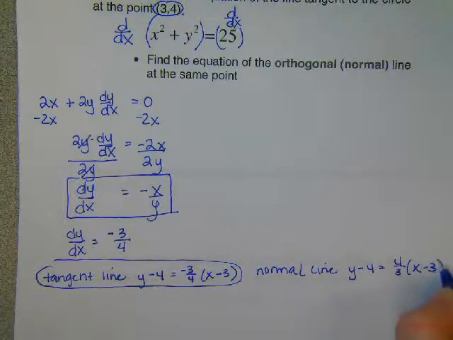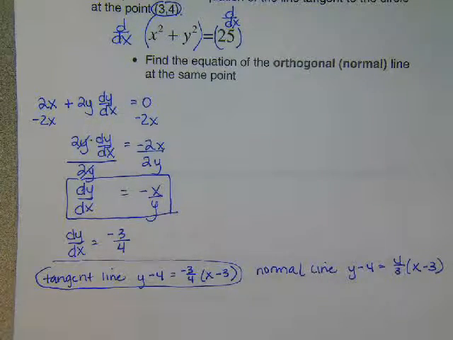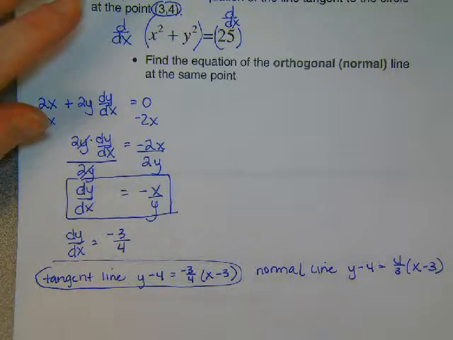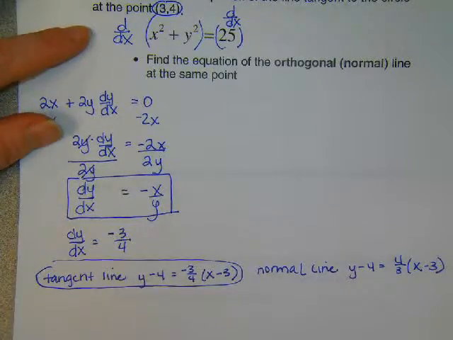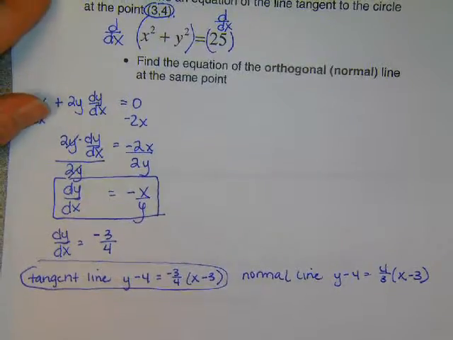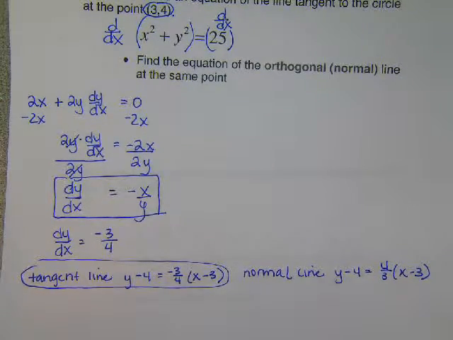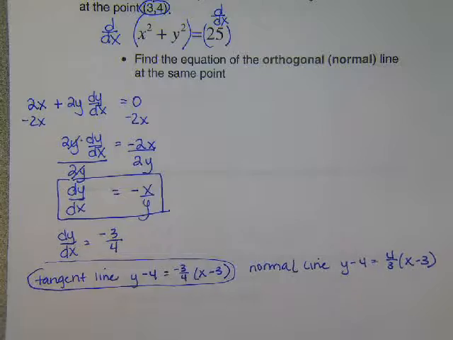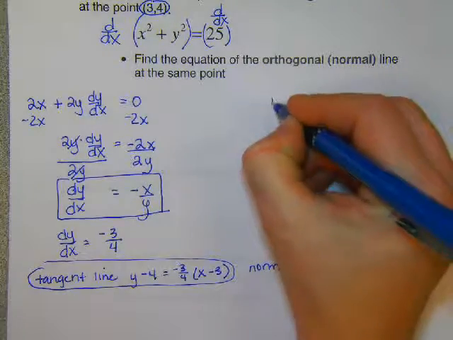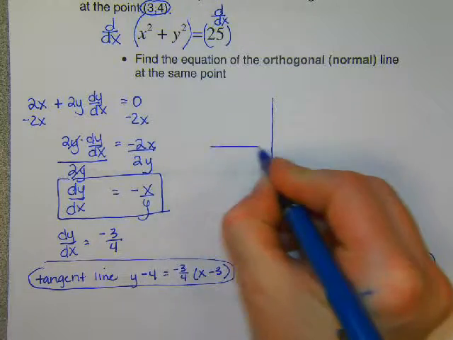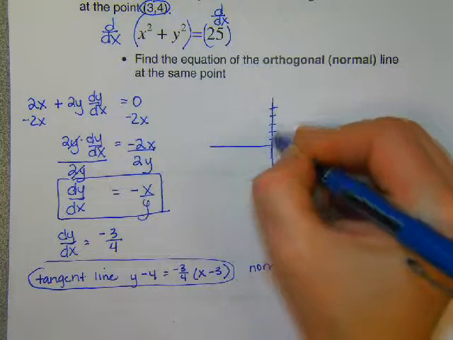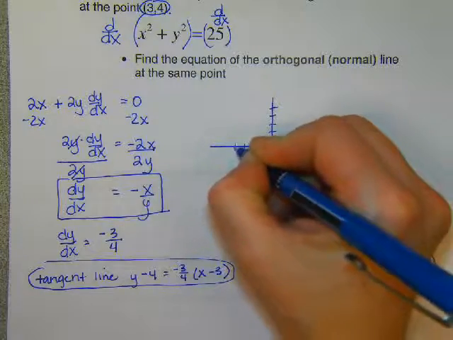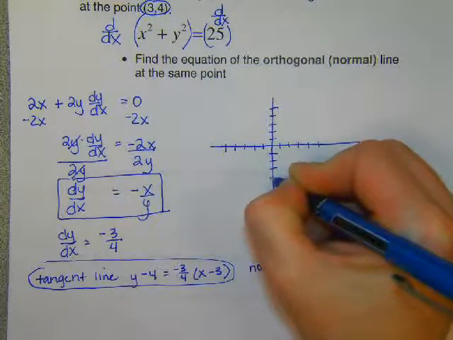Implicit differentiation is used on implicitly defined functions, which means if I graph this, it actually won't be a function. Well, you could make it into two functions, two semicircles. This is a circle with radius 5, centered at 0, 0. So if I wanted to sketch a picture of what this would look like, I would make my circle.